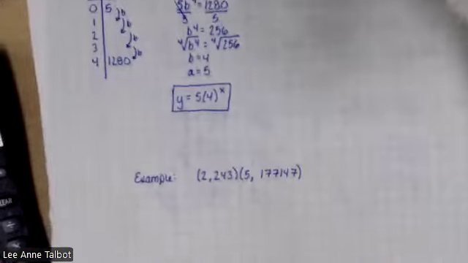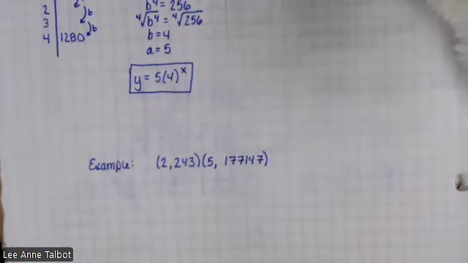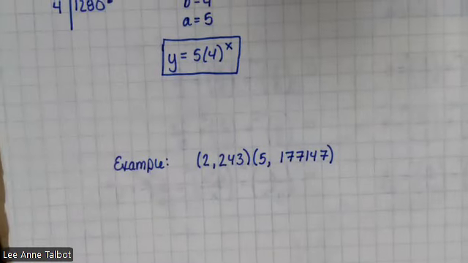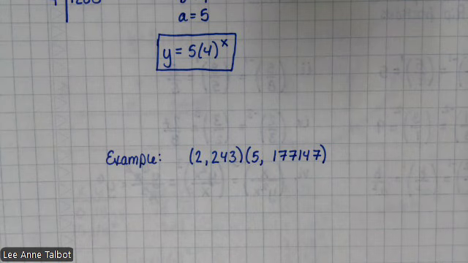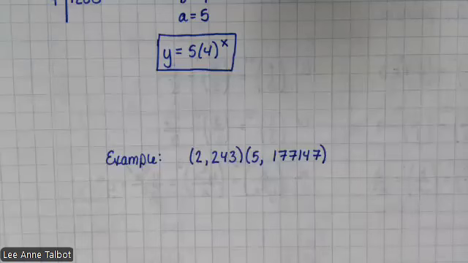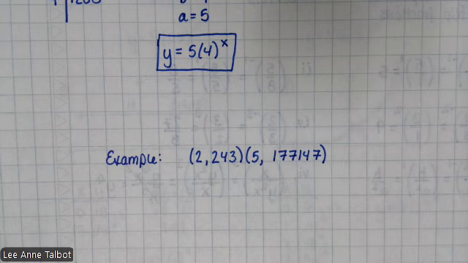Okay, we have one more. This one has an extra spicy twist to it. It also has a big number. 177,147. Notice I didn't put commas in it on purpose because it's in a coordinate, and it gets confusing where the comma would be because there's a comma in coordinates.